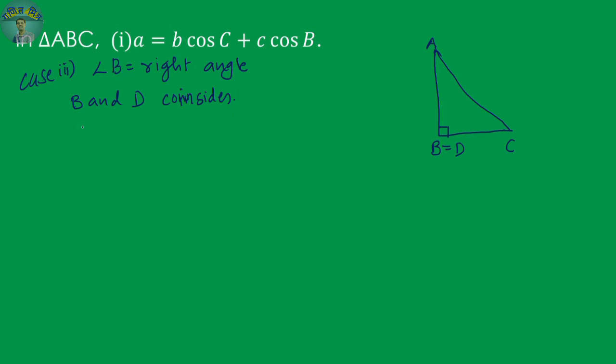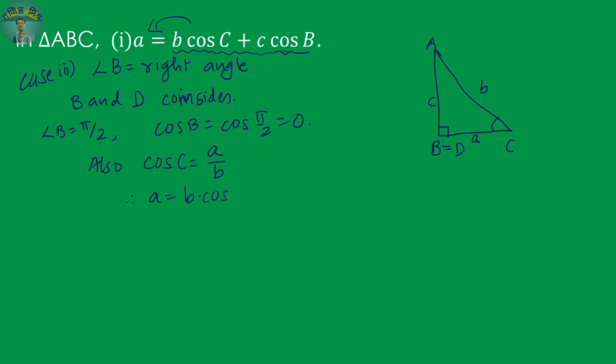Now I am going to prove this part by using the right side. We will prove that this is equal to A. Initially, as B is a right angle, cos B is equal to cos of 90 degrees, which is equal to 0. Also, what is the value of cos C? Let me write. This side is A, this side is B, and this side is C. What is the value of cos C? It is adjacent upon hypotenuse, so it is A upon B. A is equal to B cos C.